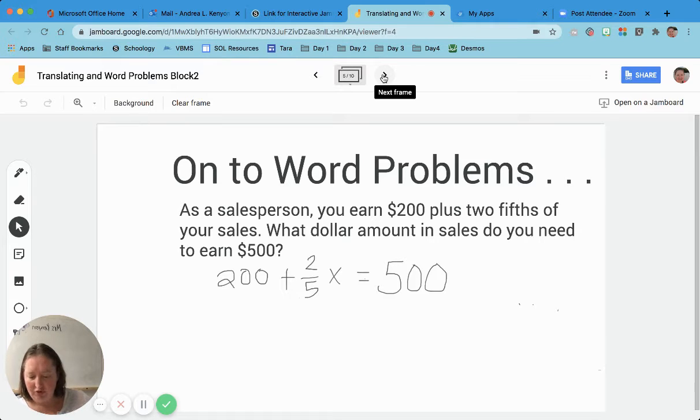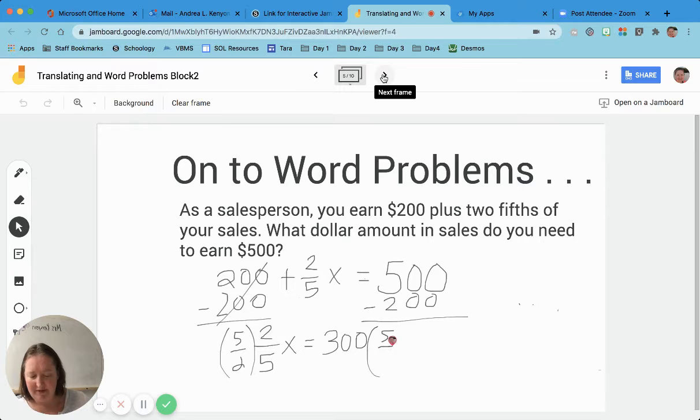So now we're going to solve our two-step equation. Subtracting 200 from both sides. That cancels out. I now have 2/5 x is equal to 300. Then I want to multiply by the reciprocal on both sides. The 5's cancel out, the 2's cancel out. Good, I have just x.